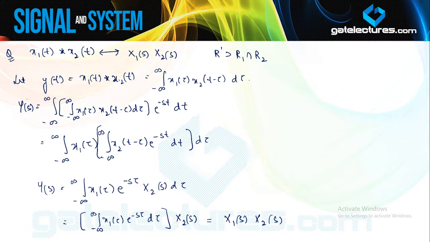Now what if we discuss the ROC? The ROC is going to contain the intersection of the ROC of X1(s) and X2(s), right? So if a zero of one transform cancels a pole of the other, then the ROC of Y(s) may be larger, right? If there is a pole-zero cancellation occurring between these two, then it can be larger. That is why we are using this sign. This sign means that this R dash is a superset. That means it contains this, it is going to contain this or maybe even larger, right? So this is how we are justifying this ROC. Okay, so this is all about properties.